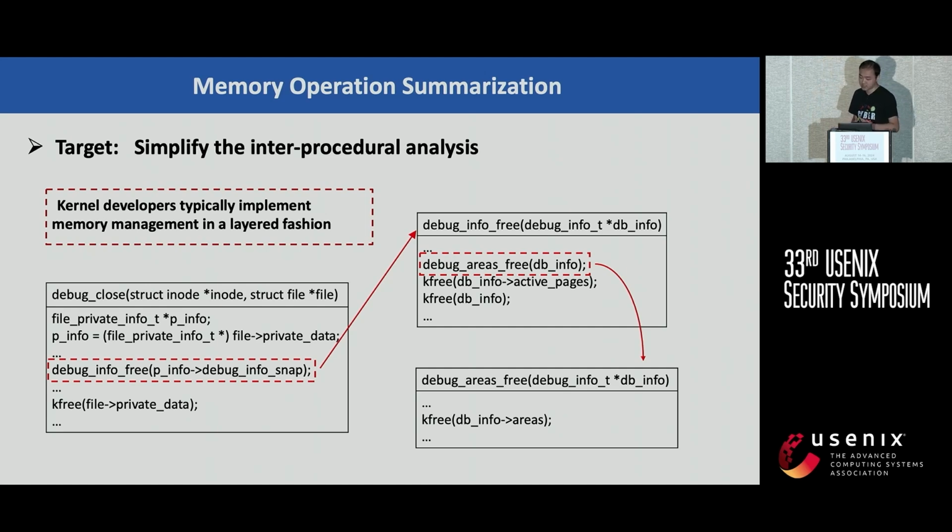The summary technique is actually practical here because the free functions in the Linux kernel follow a layered structure. For example, you can see the bottom layer could be kfree, and it goes up to debug areas free, then to debug info free, and to debug close. These functions act as just wrappers of the underlying free operations. And these free wrappers usually contain relatively simple logic.